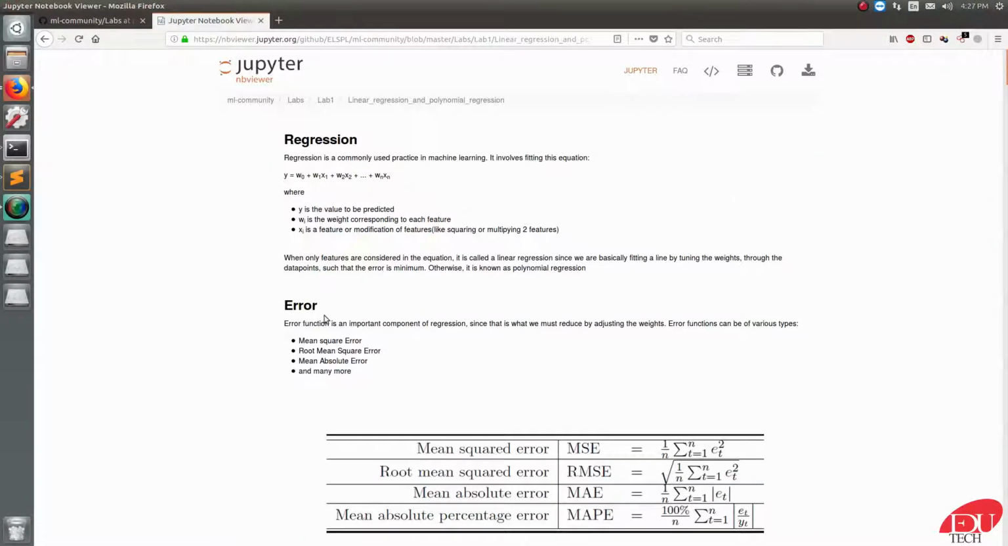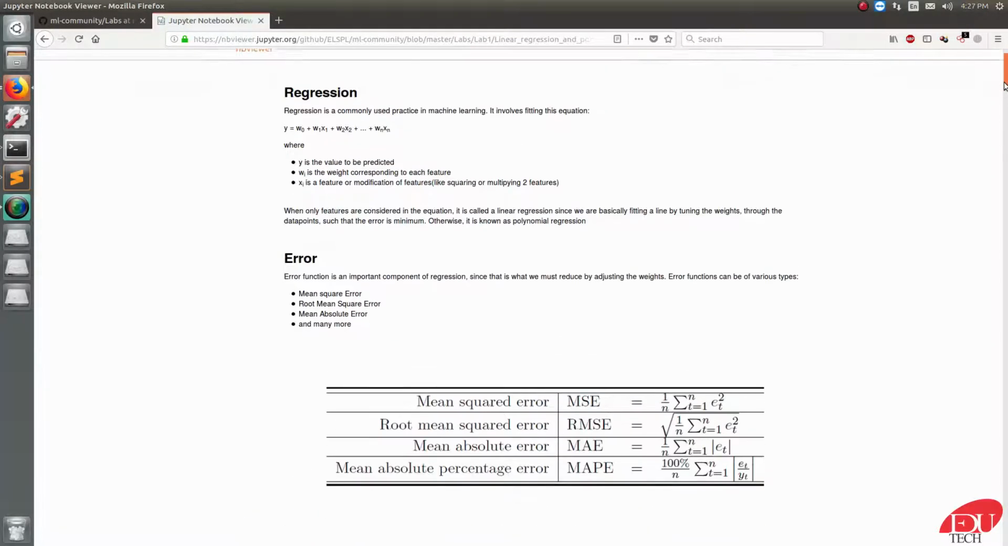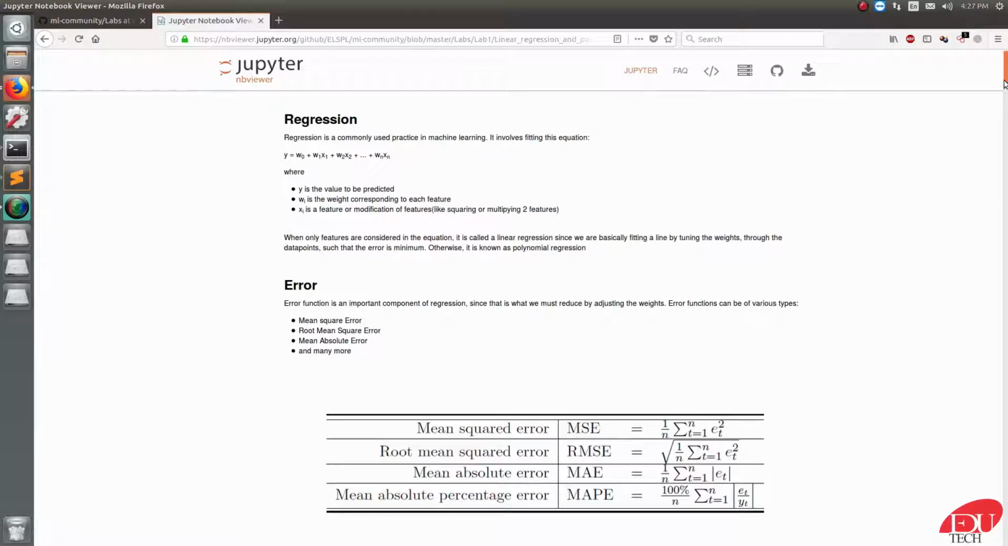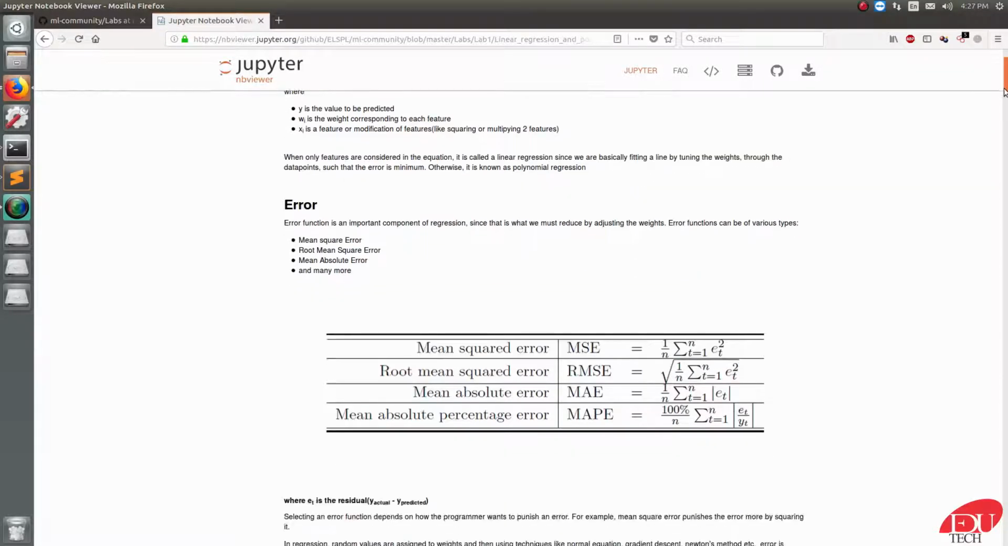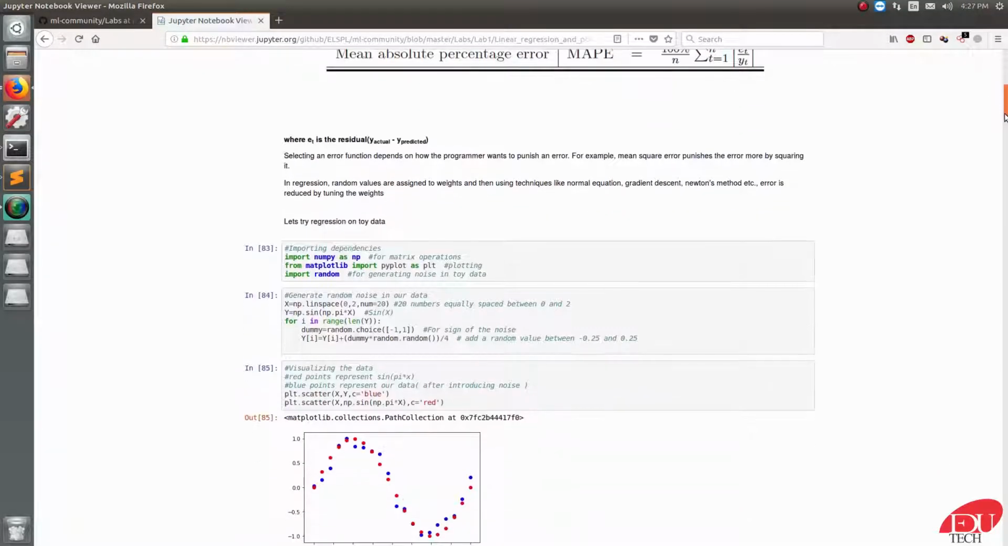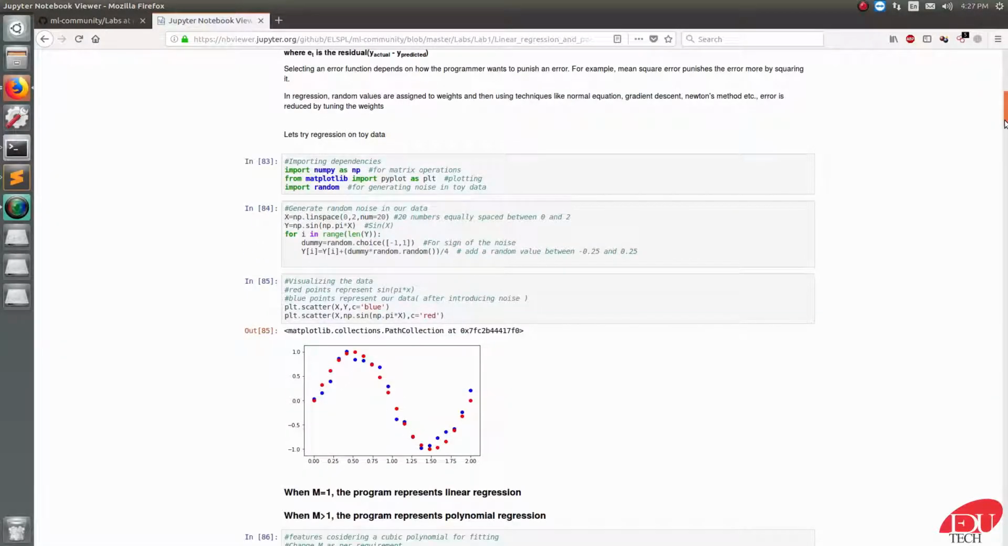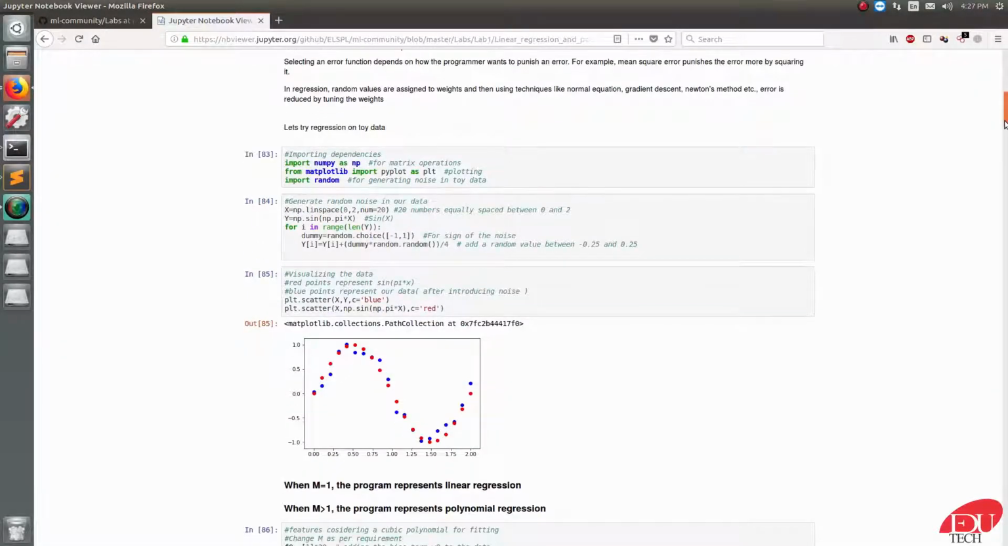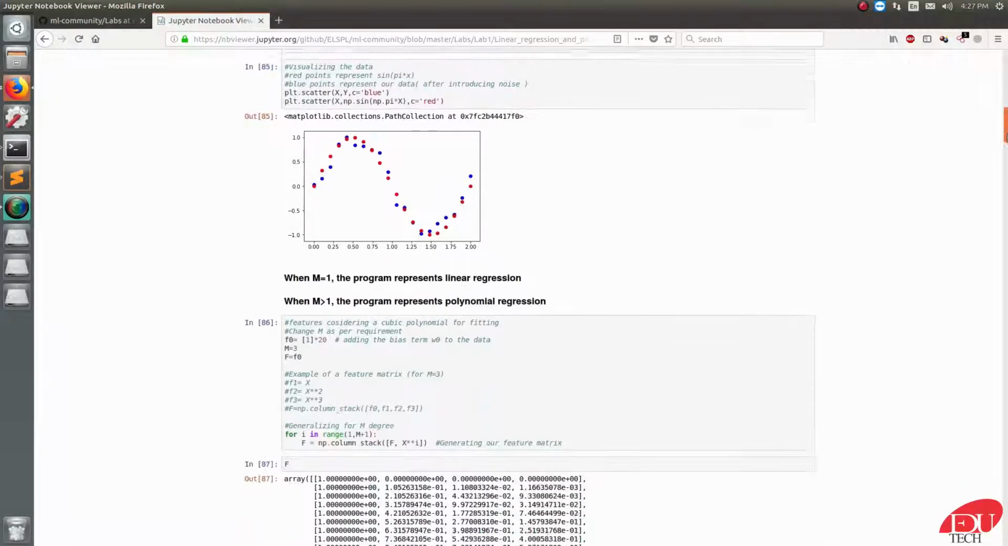So this is the regression notebook. Each of the notebooks will consist of some theory about what I understood when I first read about regression, and after that there's the code. There is first, as we see, some testing on toy data. The red points are actually a sine curve and the blue points represent our data, after we have added some noise to it.